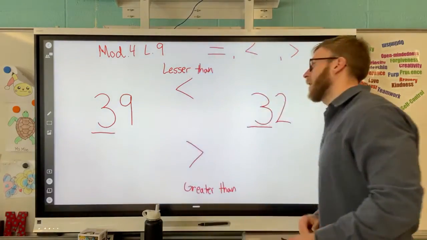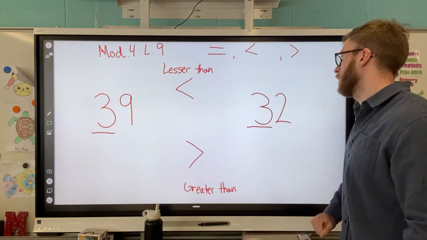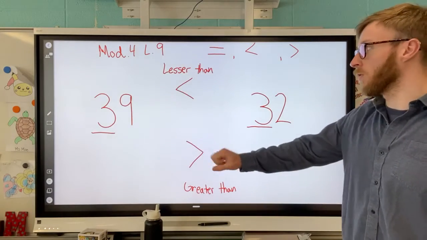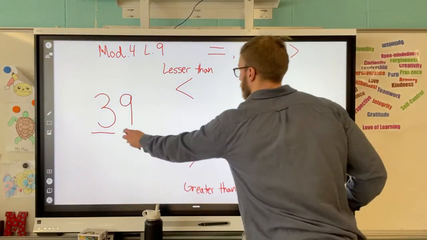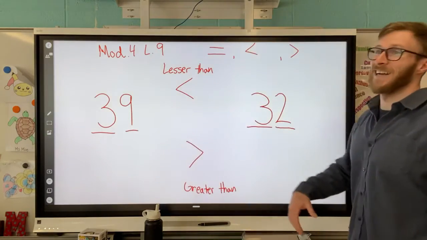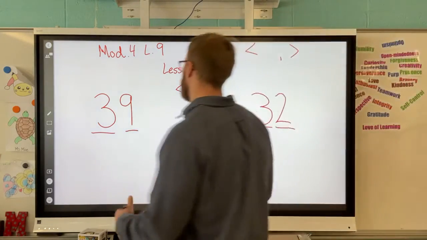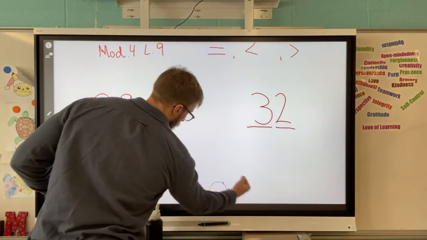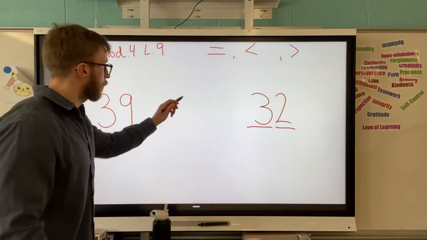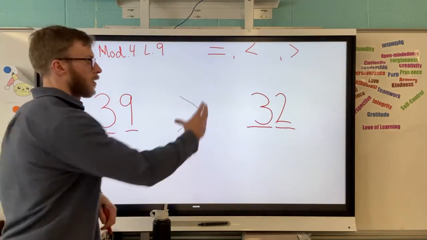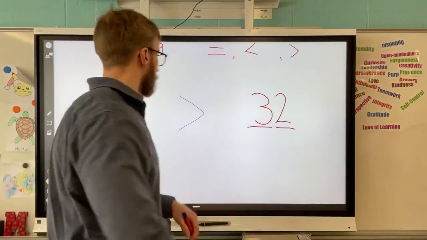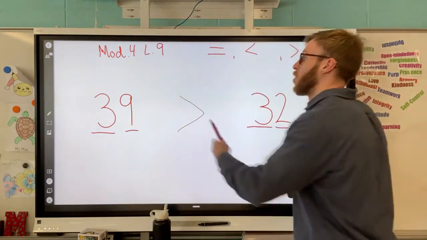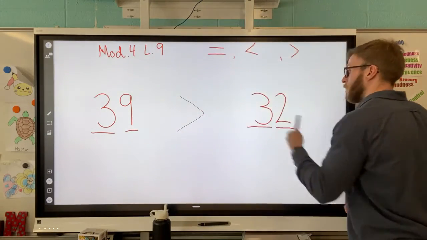Starting at the tens place, we have 3 in the tens place over there and 3 in the tens place here. I know that they are equal, so I have to look at the ones place. I see 9, and I see 2. 9 is a lot bigger than 2, so that must mean 39 is bigger. So I'm going to draw the mouth to come eat the number 39, because 39 is the greater number. So I would read this sentence as 39 is greater than 32.